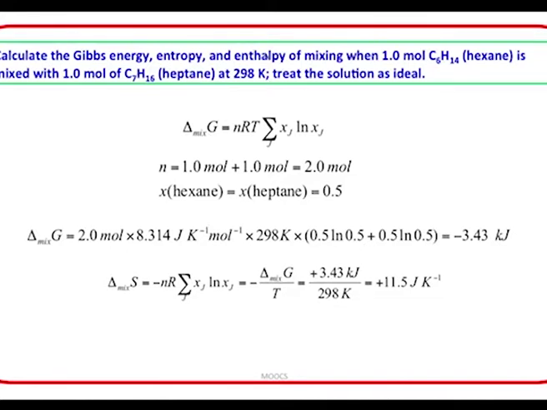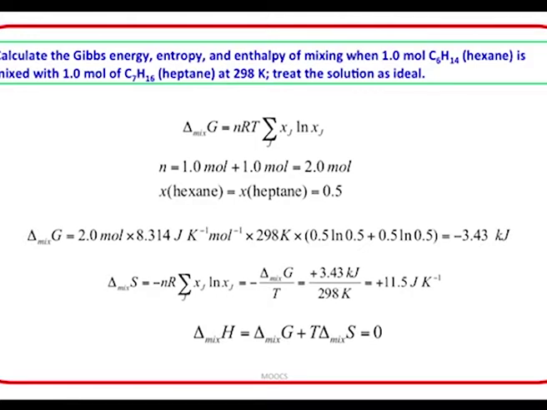The next question was enthalpy of mixing, and since we have been given this condition that treat the solution as ideal. Ideal solution means the enthalpy of mixing has to be 0, and you can actually show it by substituting the values for delta G mixing that we calculated as minus 3.43 kilojoule and delta S mixing as 11.5 joules per Kelvin. Once you substitute these values, you will find out that this turns out to be equal to 0.